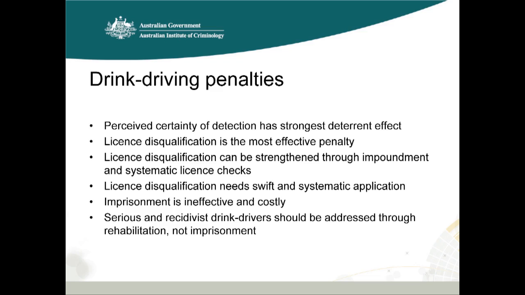RBT needs to be supported by effective penalties. Penalties are an important aspect of the RBT deterrence model. It is the swiftness, certainty, and severity of punishments that makes motorists view drink driving as a potentially costly and undesirable behavior. However, increasing the severity of penalties does not necessarily lead to a similar increase in deterrence. Among the general population, it's the perceived certainty of detection that has the strongest deterrent impact.